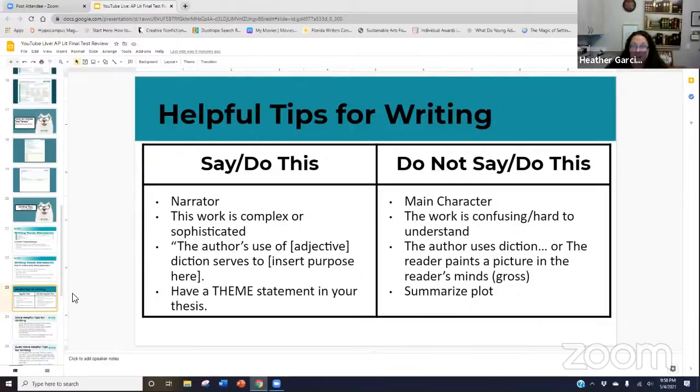And I like it better if you can say that the author's use of elevated diction serves to demonstrate to readers that they come from a higher socioeconomic background and could afford proper education, right? Give me a context, give me a purpose behind it. And then have a theme statement in your thesis, please. Don't just summarize the plot. That's bad. Don't do that.